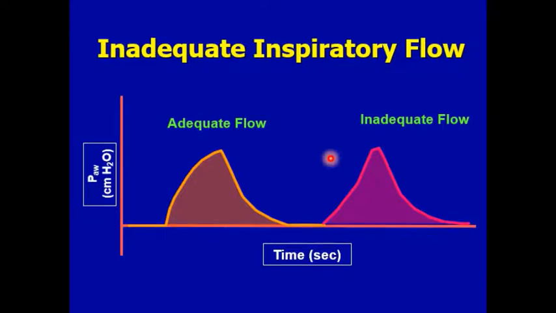If you keep around 30 liters per minute, or 25 to 30 liters per minute, then the initial part of the curve will become concave. This is called scooping of the curve, that is, of the pressure time waveform. So this indicates an inadequate inspiratory flow and the patient will fight on the ventilator.